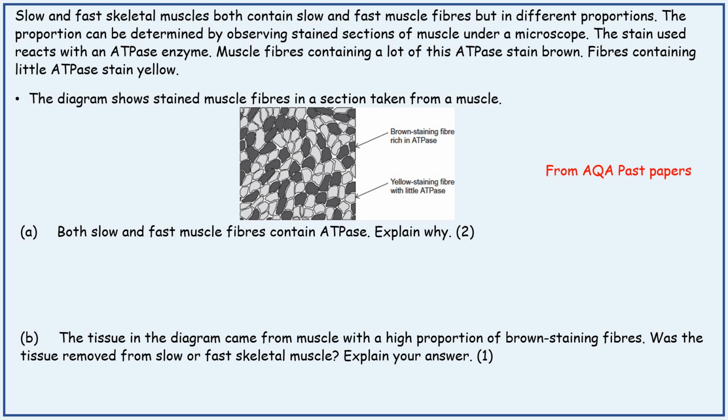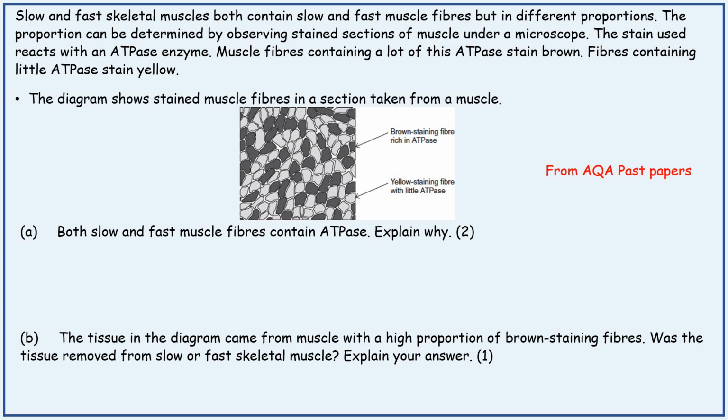Slow and fast skeletal muscles both contain slow and fast muscle fibres, but in different proportions. The proportion can be determined by observing stained sections of muscles under a microscope. The stain used reacts with an ATPase enzyme. Muscle fibres containing a lot of this ATPase stain brown. Fibres containing little ATPase stain yellow. The diagram shows stained muscle fibres in a section taken from a muscle.